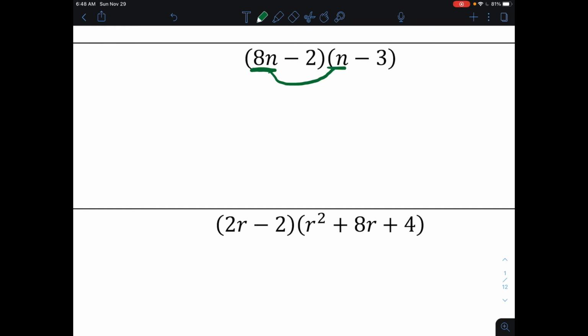So when I distribute, I'm doing it via multiplication. So I start 8n times n makes 8n squared. And then 8n times negative 3 makes negative 24n. So I distributed the first term. Now I have to distribute the negative 2. So I got to take that negative 2, multiply it to the first part of the next parenthesis. So negative 2 times n makes negative 2n. And then I have to take the negative 2, multiply it to the second term of negative 3, so negative 2 times negative 3 makes positive 6.